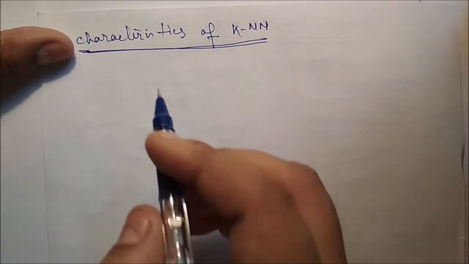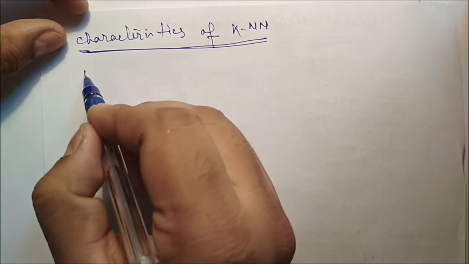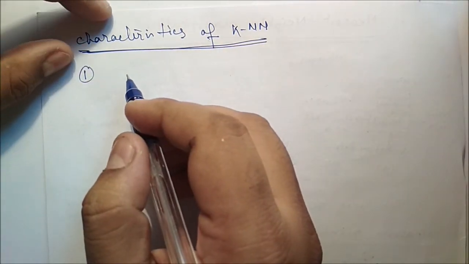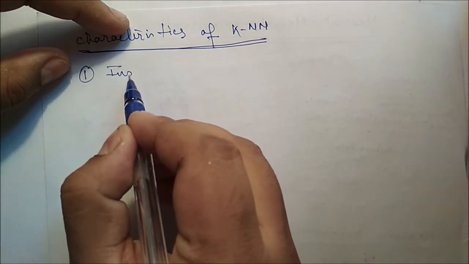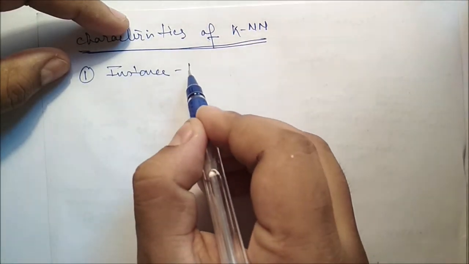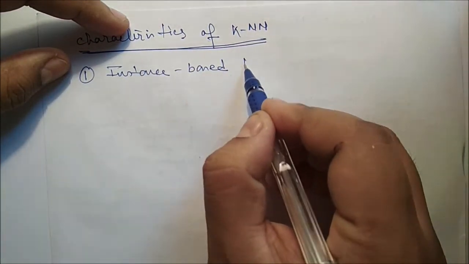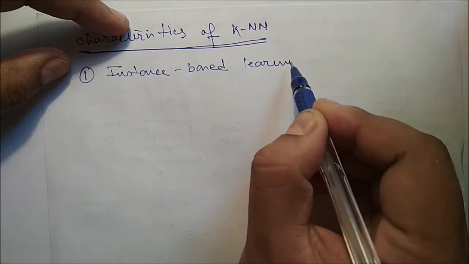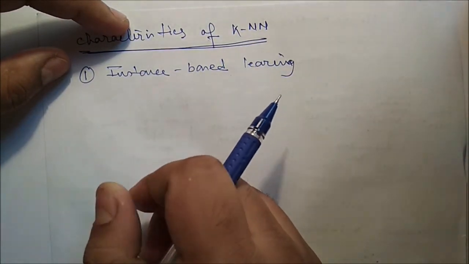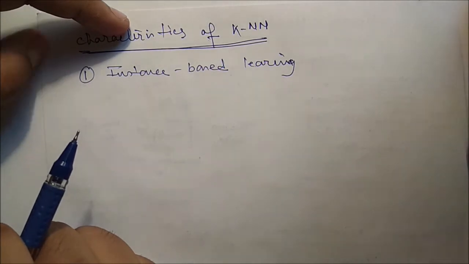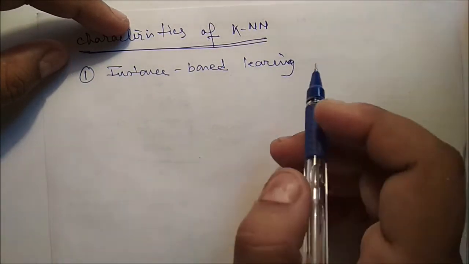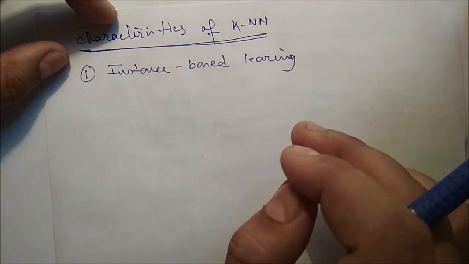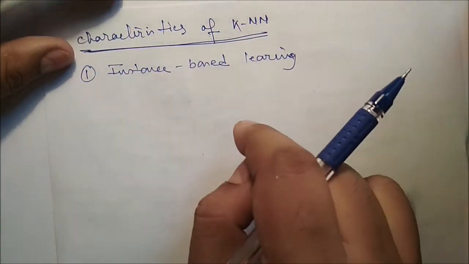Now we'll talk about various characteristics of KNN. First, KNN is called instance based learning. That means it uses specific training instances to make predictions without having to maintain a model. So here we need not create a model. The learning algorithm depends upon the instances of the training data.